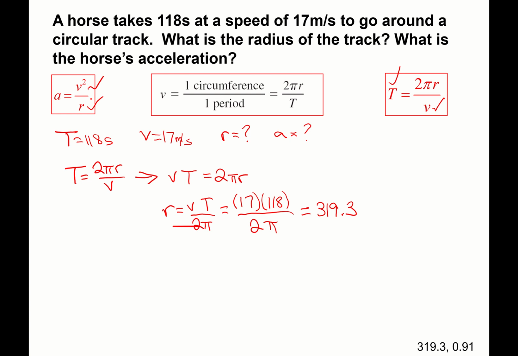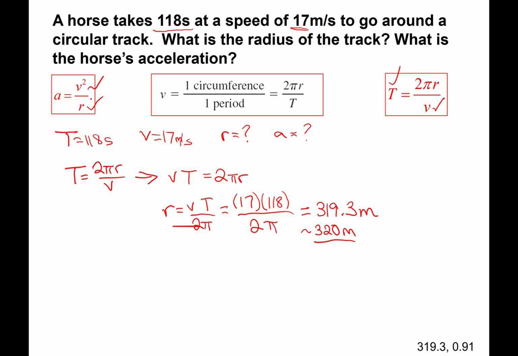And then the L step is to look at the number, make sure I've got the right significant figures, make sure the number makes approximate sense. 320 meters. That's probably a good size for a racetrack. It's got to have units of meters because it's a distance. My problem has 3 significant figures in the number 118 and 2 in the number 17, so I've got to round that to 2 significant figures. So 320 meters will be my final answer for the radius.